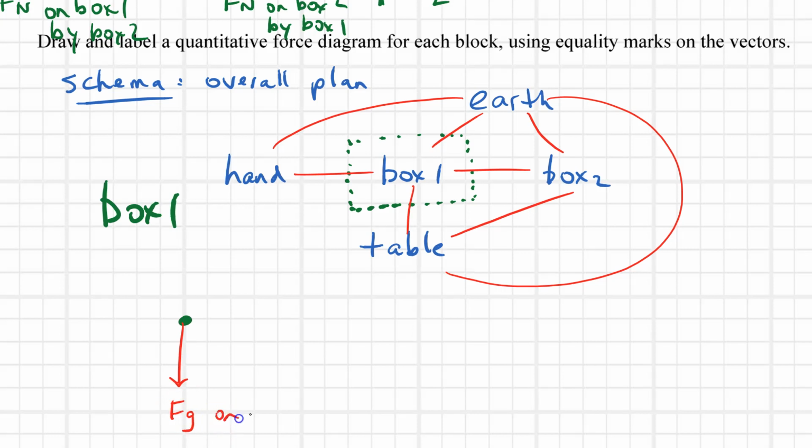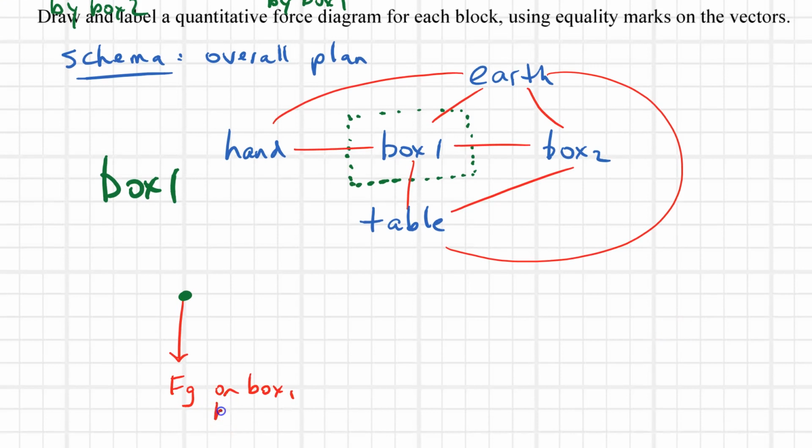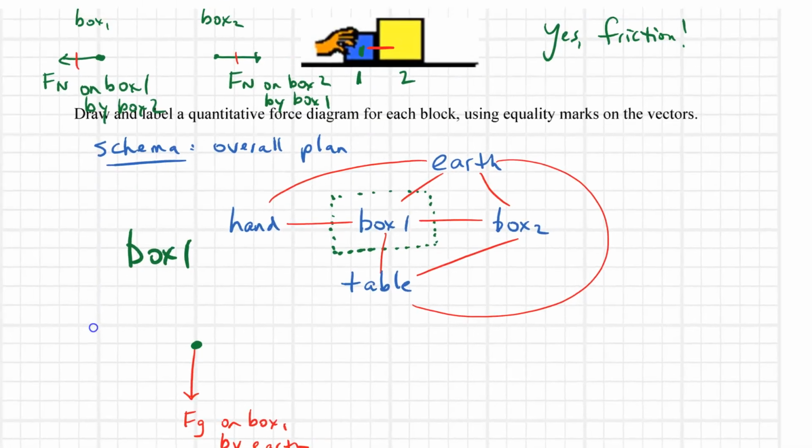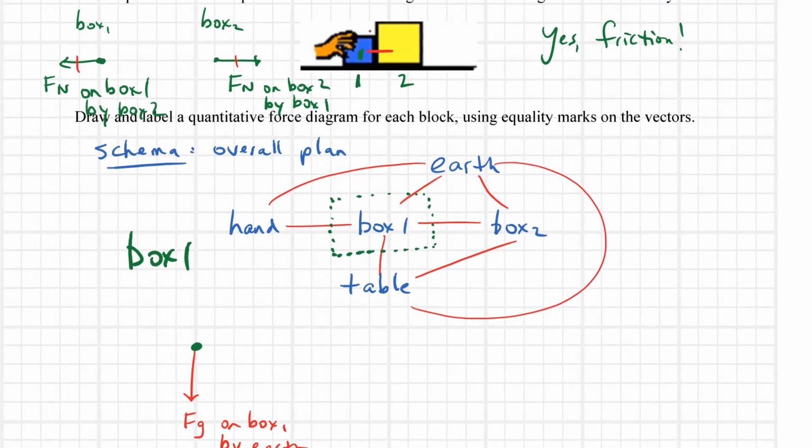So on box 1 by the Earth. What's another one? In fact, we can look at the schema or we can look at the picture too, either way. Well, we've also got a normal force of the table. So we can say upwards here, normal force on box 1 by the table.